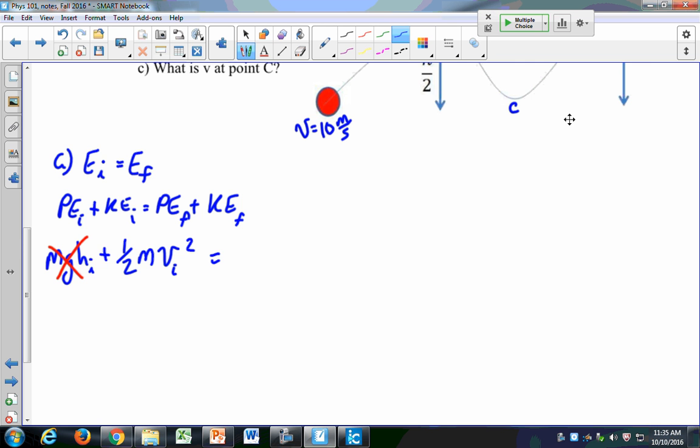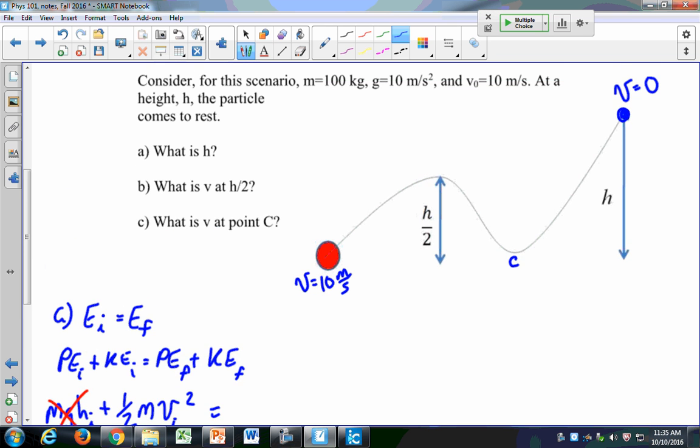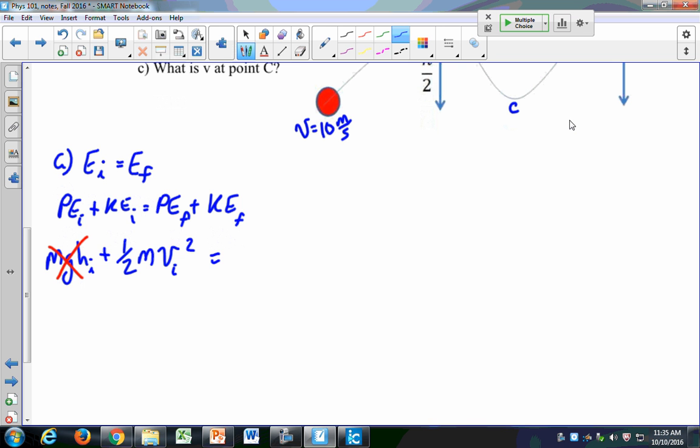At point H, or up at this point, does it have potential energy? It does. It's going to be mgH. Does it have kinetic energy? What do y'all think? It does not have kinetic energy. So that's 1/2 mv squared, but this is equal to 0, so this whole thing goes away.